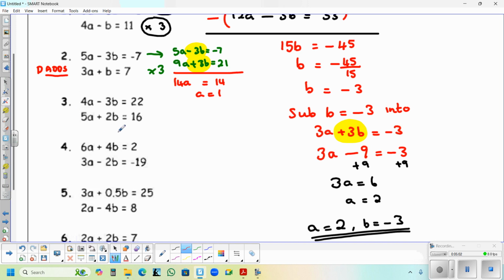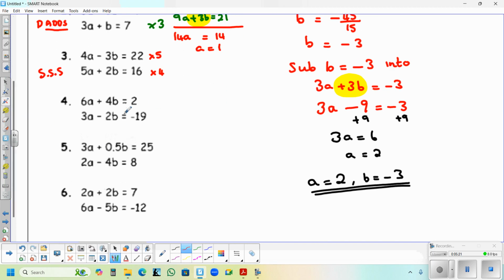This one here, if I want to eliminate A, I swap that over. So that 5, I multiply that equation by 5. That 4, I multiply that equation by 4. That gives me 20A. That gives me 20A. So the same sign, so same sign, subtract.